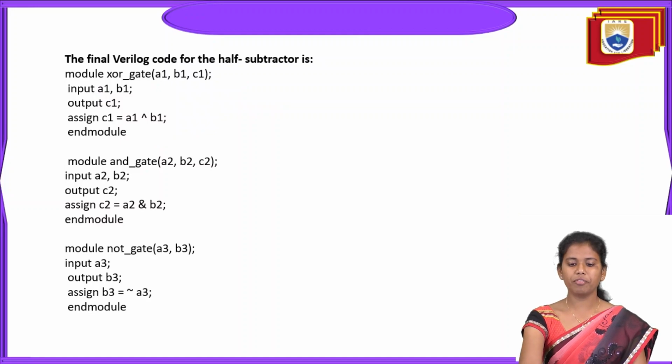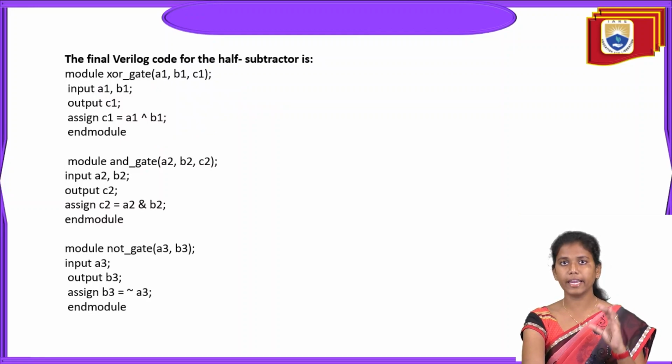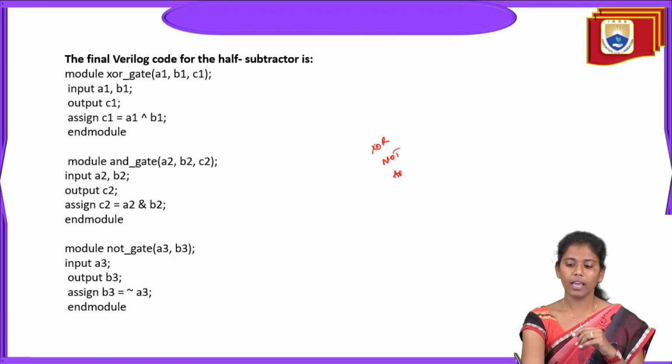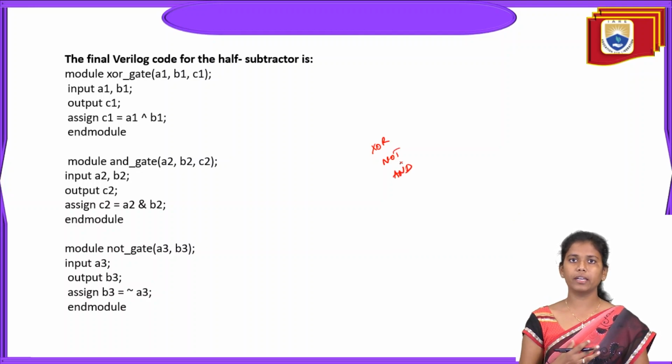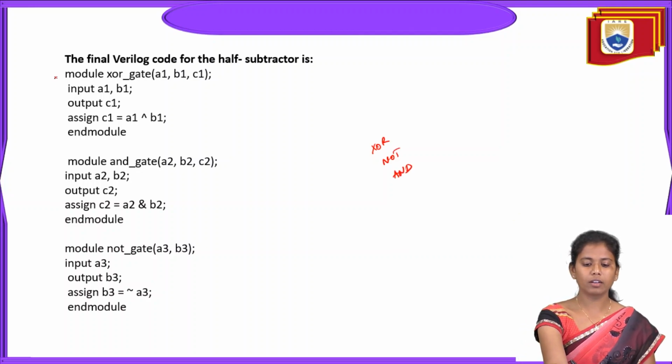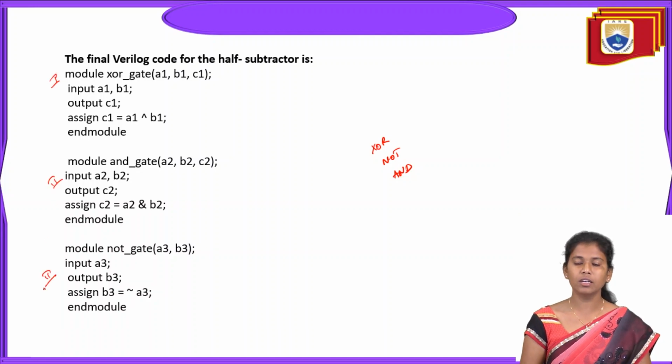So this is the final code, because here we have clubbed all the gates: the XOR gate, the NOT gate and also the AND gate. This is the final code where we are clubbing everything. This is the first part, this is the second part, and this is the third part.